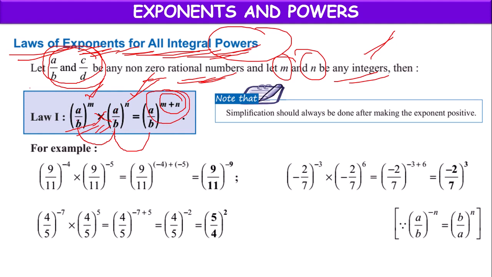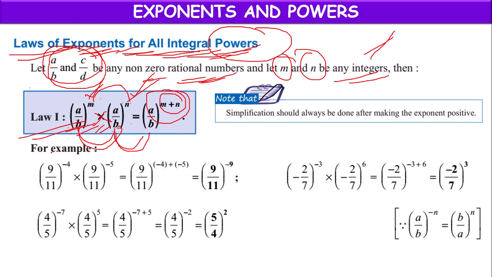So if we have different exponents for the same base and we are taking the product, then instead of writing the base two times, we can write the base one time, take the sum of the powers, and keep it as the common exponent. This is the first law, children, regarding laws of exponents.